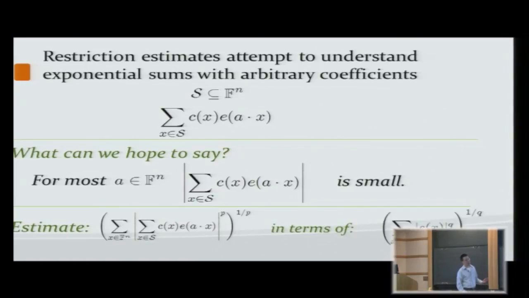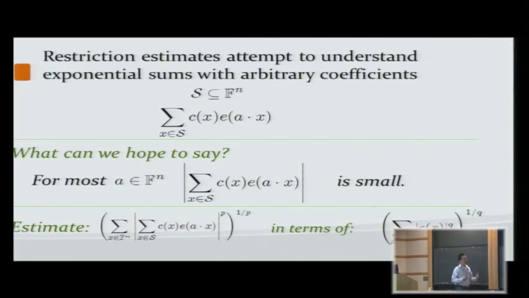And so what I'm going to want to bound it in terms of is some function of the coefficients, because obviously, if I just multiply by a constant, the constant is going to come out. So I probably want to try to bound it in terms of something that's homogeneous in the coefficients. Roughly speaking, if we want to detect cancellation for most A's, I'm going to want to try to bound a quantity that looks like this in terms of some quantity of the coefficients.